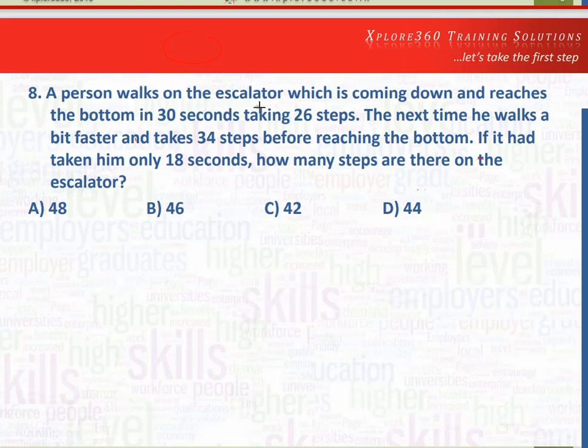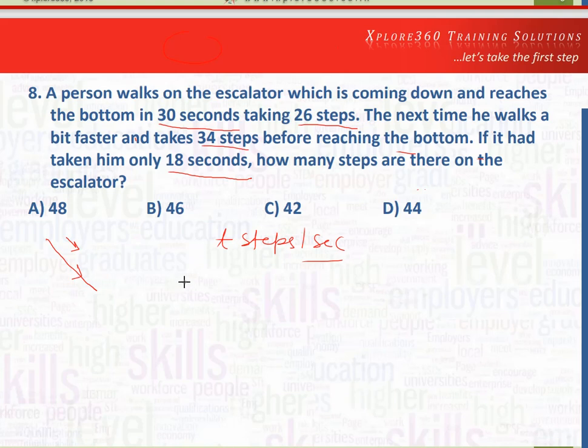A person walks on an escalator which is coming down and reaches the bottom in 30 seconds, taking 26 steps. The next time he walks a bit faster and takes 34 steps before reaching the bottom. How much time did he take now? 18 seconds. So an escalator is moving downward, a person is moving downward, and he's taking steps. You might have experienced the same when you are in a hurry, right? So I'm going to take the speed of the escalator as t steps per second.